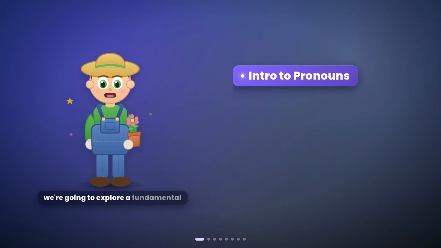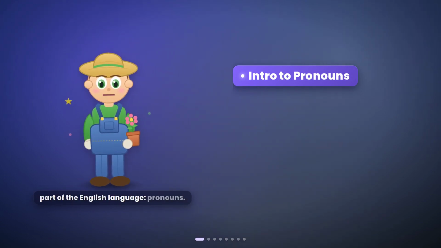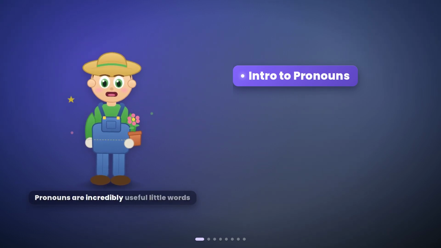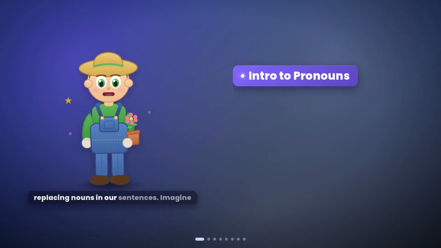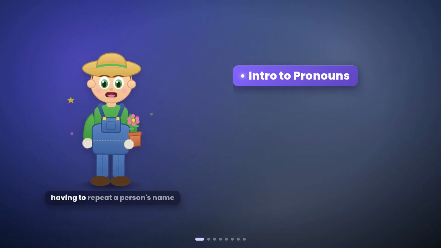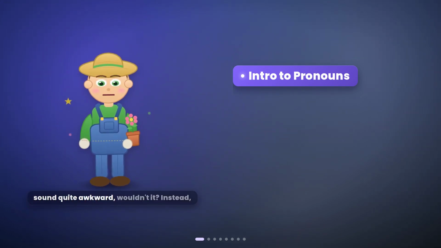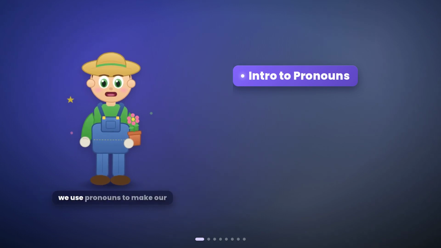Today we're going to explore a fundamental part of the English language, pronouns. Pronouns are incredibly useful little words that help us avoid repetition by replacing nouns in our sentences. Imagine having to repeat a person's name over and over again. It would sound quite awkward, wouldn't it? Instead, we use pronouns to make our language flow more naturally.